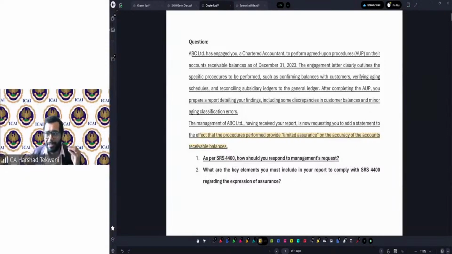Let's say, for the time being, forget about management asking you to include this statement. If in this particular engagement someone from your own team, let's say your manager or director, asks you to include this statement, what will you do? Come on, guys.